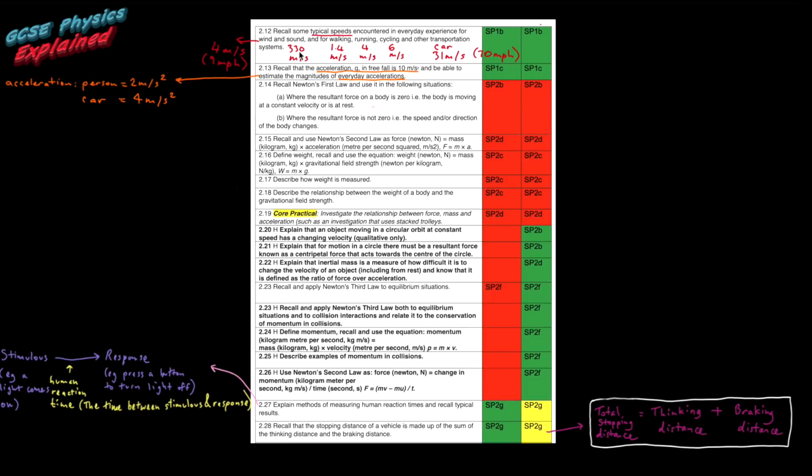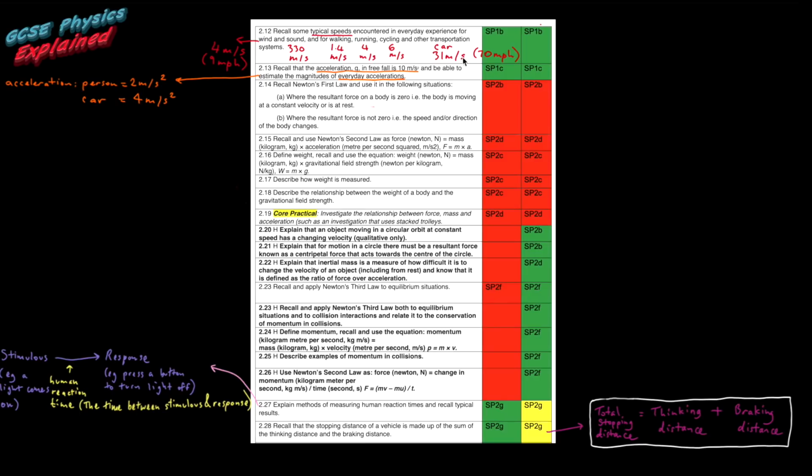The speed of sound is about 330 meters per second or 340, depending on the density. The speed of walking is 1.4 meters a second, running 4 meters a second, cycling 6 meters a second, and other transportation such as a car. Well, if you're going 70 miles per hour, which is the speed limit on a motorway in England, that's 31 meters per second.